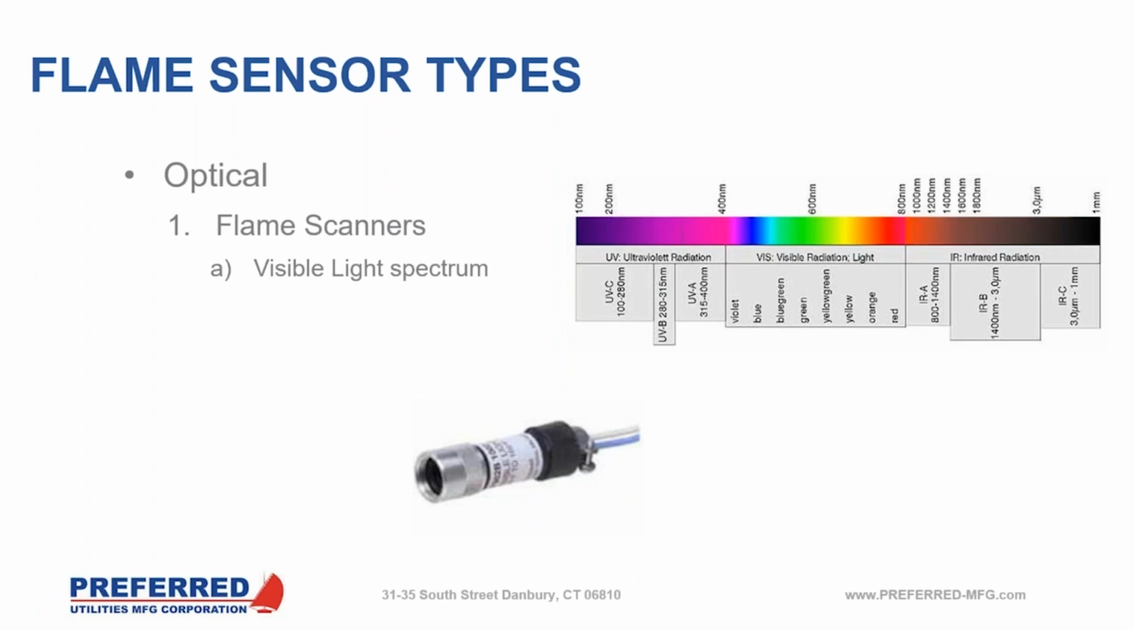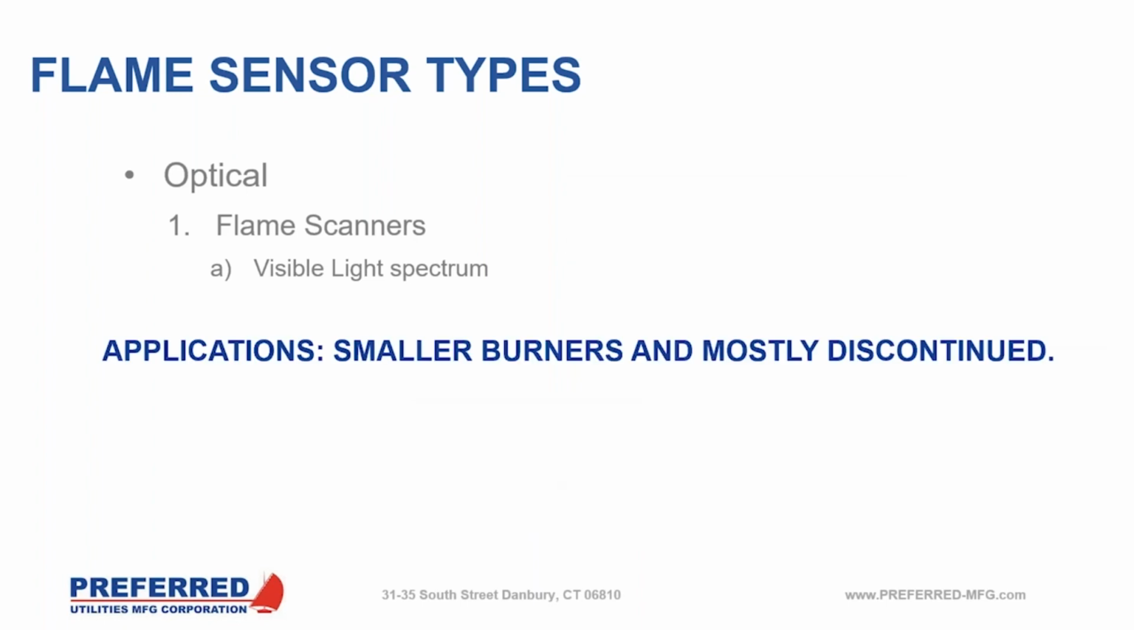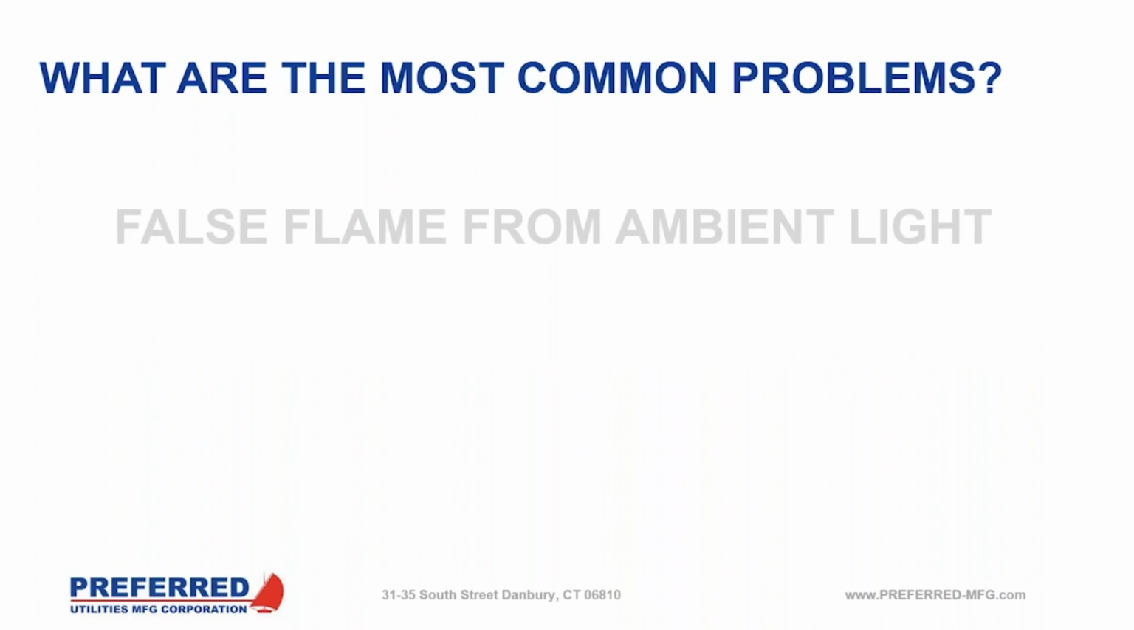Okay, and those were used quite a bit many years ago. But it was mostly on smaller burners, and it's been basically discontinued now. And you're thinking, well, if it's a dark combustion area and vessel, then it should be fine. The problem is if we end up getting some light in there that's not supposed to be there, you could end up with false flame from ambient light. And that was the most common problem with a visible light detector, and that's the reason they have really gone away over time.